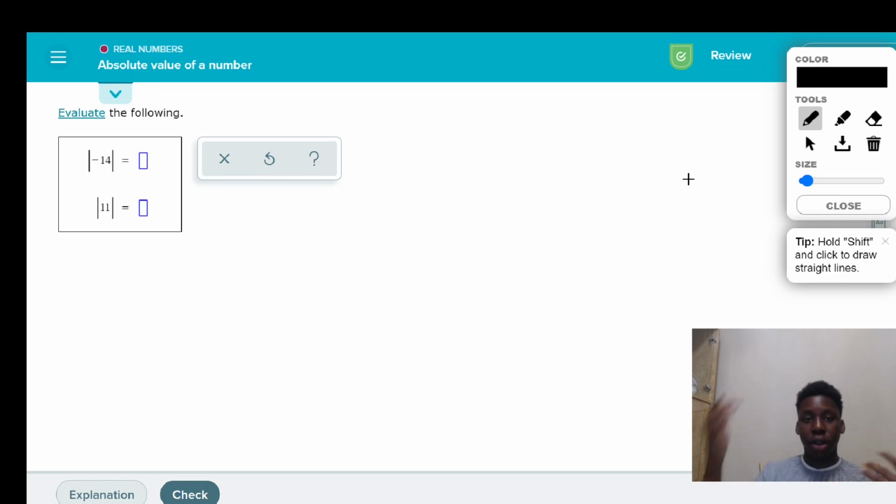It's the same thing as any other number. Let's say five. For five to get to zero, it has to go from five to four to three to two to one, right? So that's five steps. So just count the steps it takes.